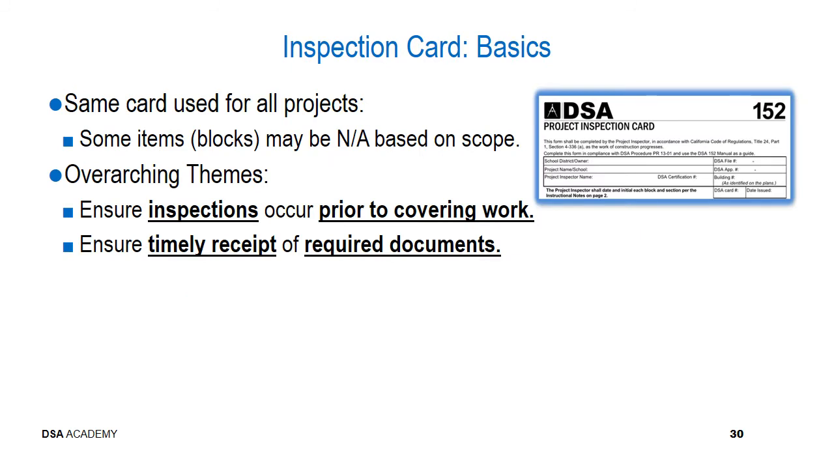As you all are likely aware, the inspection card is the same one that is used on all projects, though they will often be separated. There will be one provided for each individual building on a given project, as well as the site work. But because the same card is used in all of these different types of construction of these different structures, some items or blocks may be not applicable based upon a given project scope or a given building or site work condition for which it's being used.